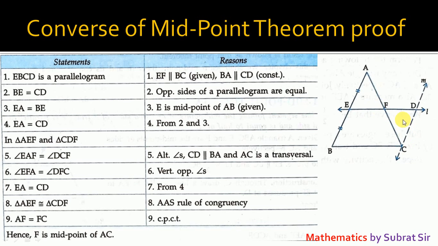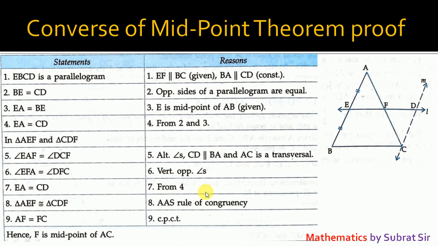Then take these two triangles. These two lines are parallel. This angle should be equal to this angle, because they are alternate angles, and this angle is equal to this angle, because they are vertically opposite angles. Sorry, this one is the vertically opposite angle, and this one is the alternate angle, because these two lines are parallel. From construction we know, and we have proved AE is equal to CD.